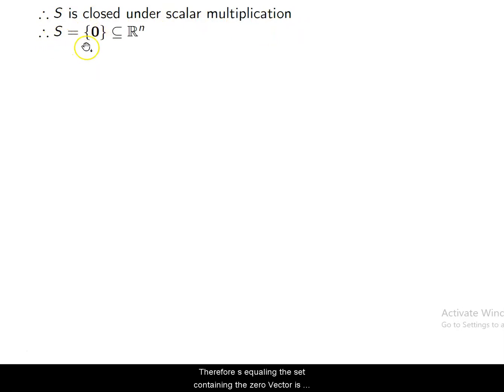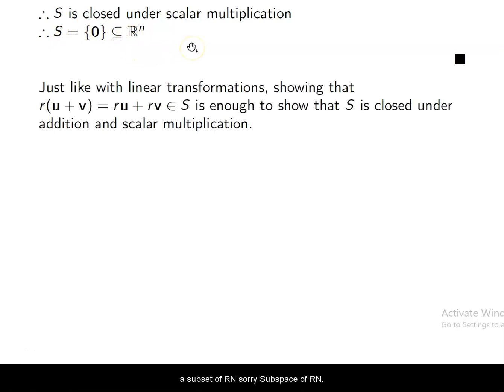Therefore, S, the set containing only the zero vector, is a subspace of Rn. Okay? And that's the proof.